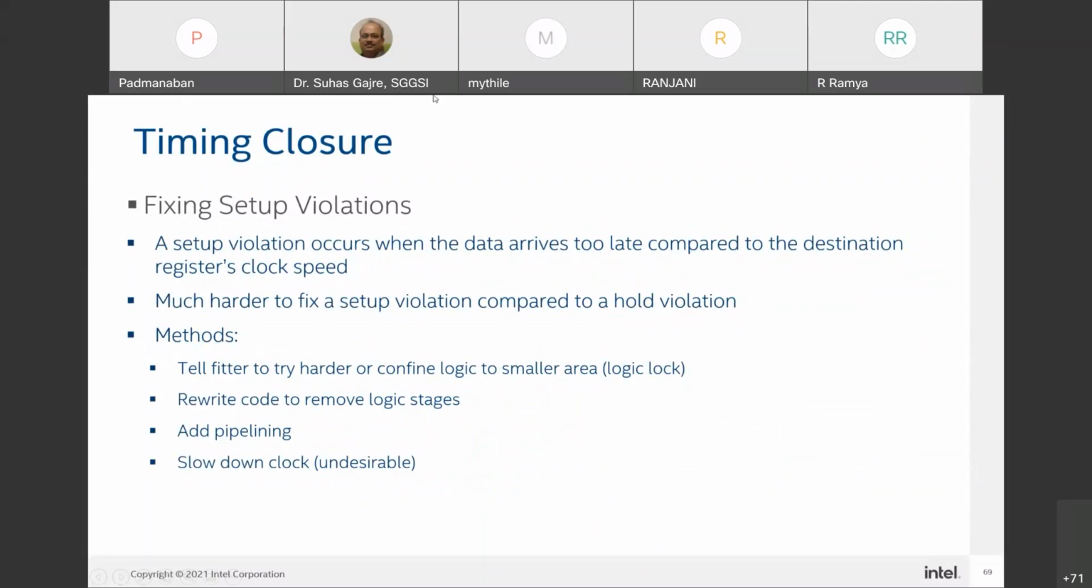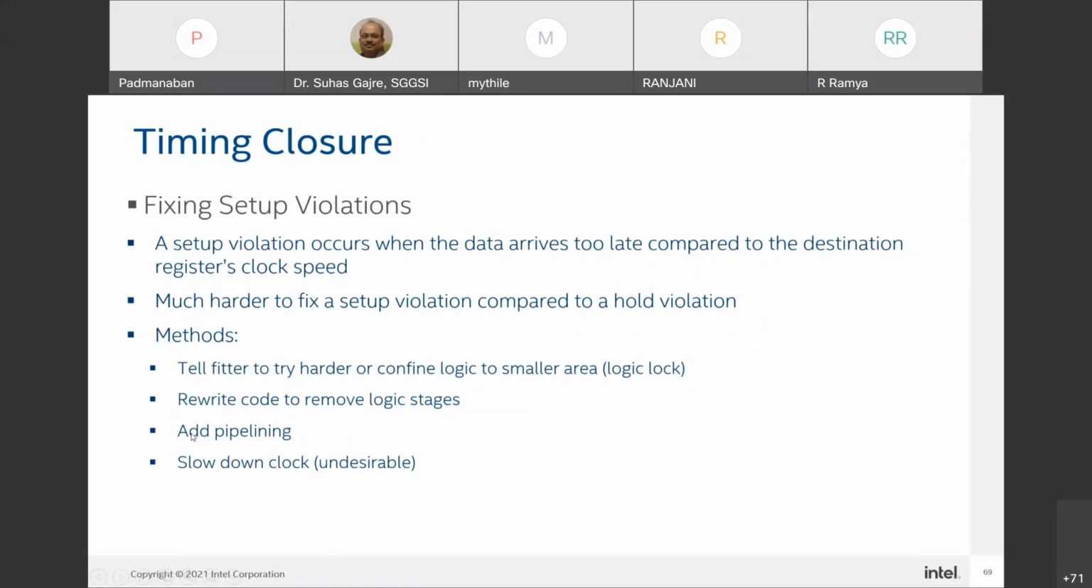Whenever a setup violation occurs, it means the data arrives too late compared to the destination register's clock. How does this happen? As I mentioned earlier, there is a launch flip-flop, and then there are many combinational logic levels, and the data has to reach the destination register. Before the data reaches the destination register, there are chances that the clock will reach. So in that case, we need to divide the combinational logic block. That means we should insert a flip-flop into the combinational logic. That's what we are trying to do, as a pipeline.